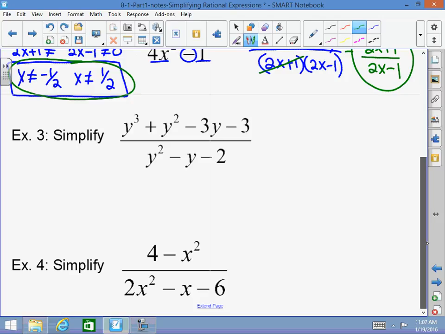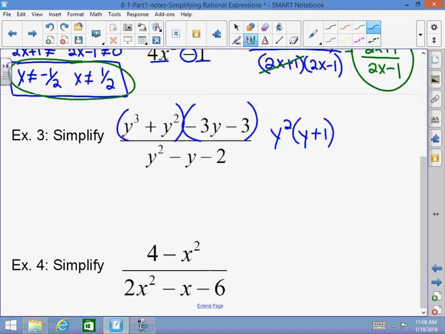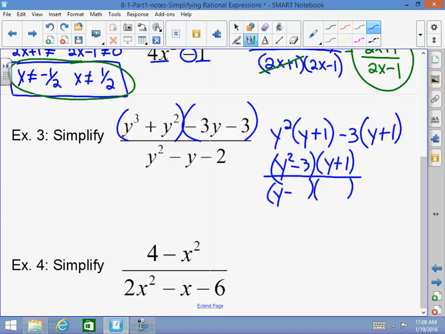And last but not, well, 2 more. Another grouping. Group it, group it. I can factor out a y squared from the first one, and I'm left with a y plus 1. Factor out a negative 3 from the second group, left with a y plus 1. That gives me y squared minus 3 times y plus 1 over, factor out the denominator, y minus 2 times y plus 1.